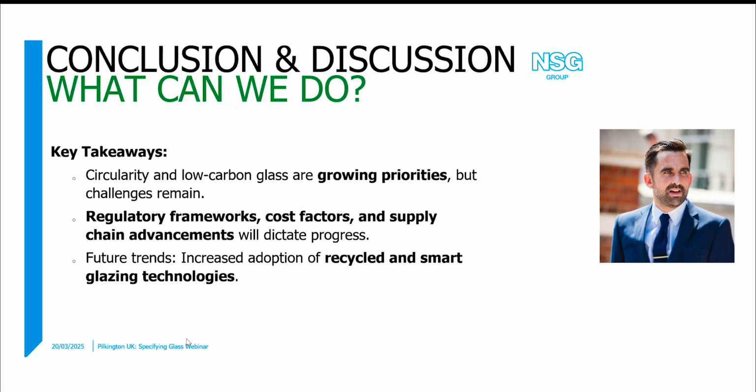So to wrap things up, here are the key takeaways. Circularity and low carbon glass are becoming increasingly important, but there are still some challenges up the road. The pace of progress will really depend on factors like regulatory framework, costs, and advancements in the supply chain, making it easier to, for example, collect end-of-life waste glass. But looking to the future, we can expect to see more recycled glass being used, along with the rise of smarter glass technology that will make buildings more energy efficient and sustainable.